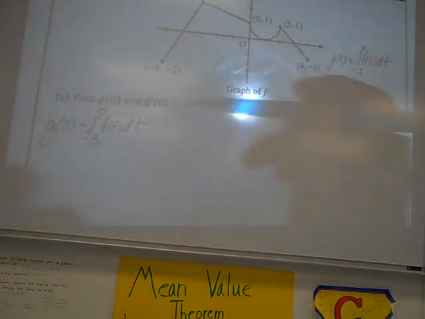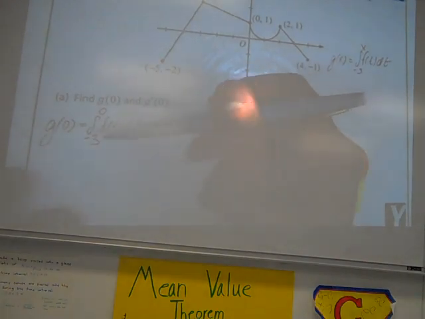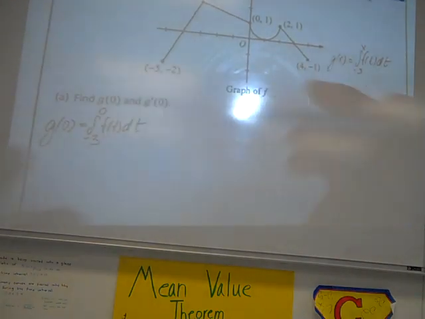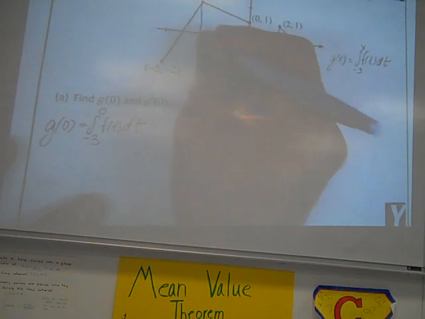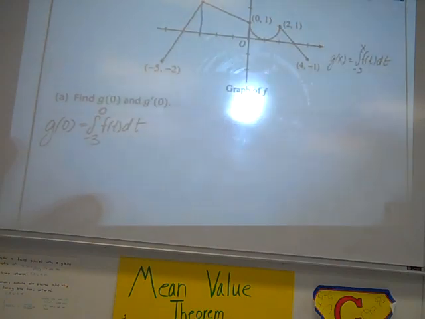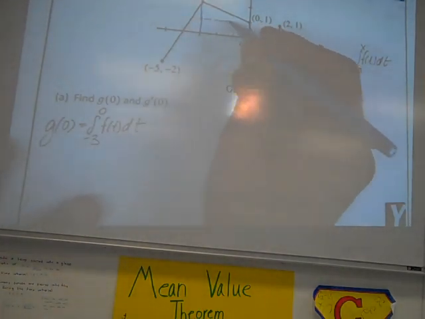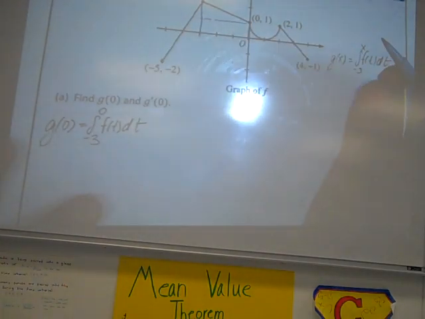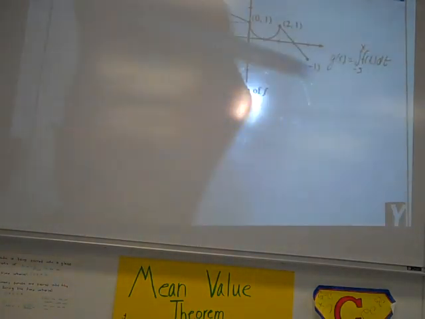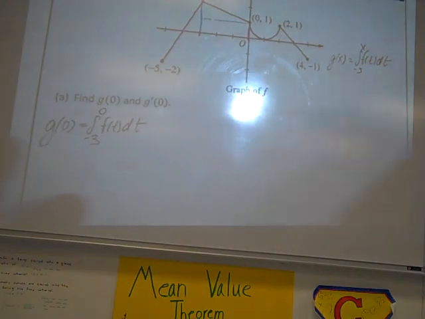I need to find the area, or the accumulation, from -3 to 0. So starting over here, going to 0, what's that area? If you want to break it into a triangle and a rectangle, that's fine. I'm going to go with the trapezoid method. Area of a trapezoid, 1/2 base 1 plus base 2 times the height.